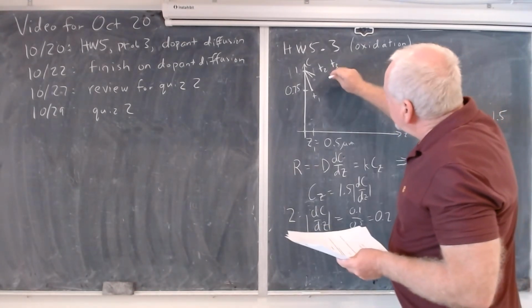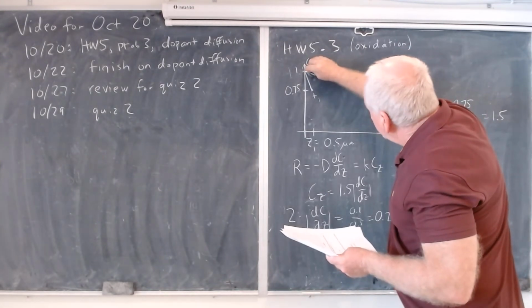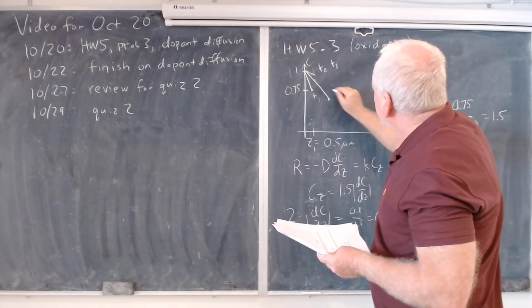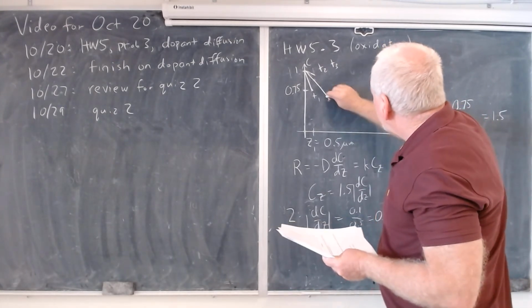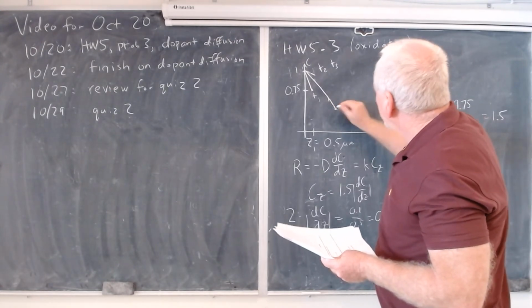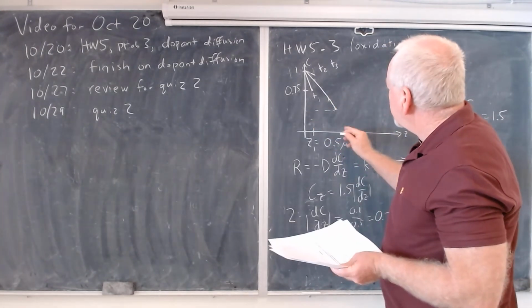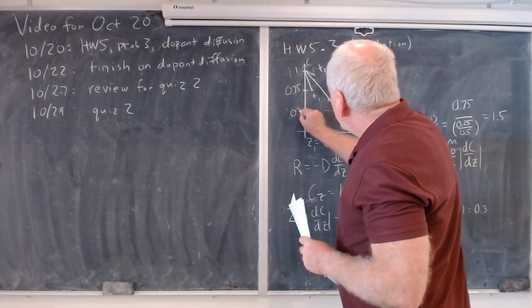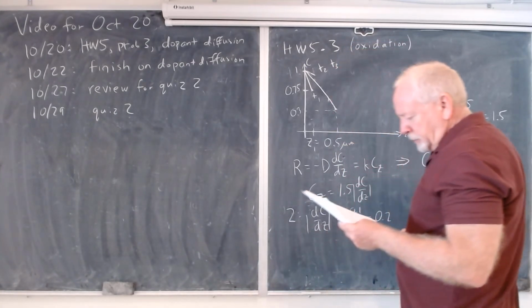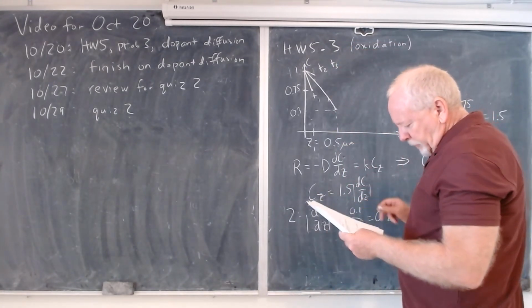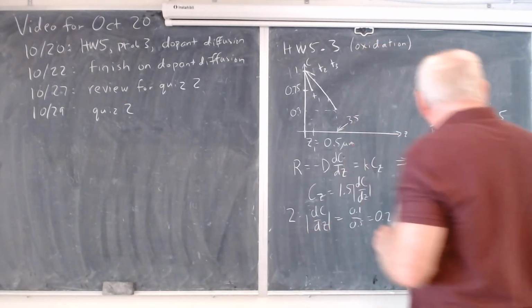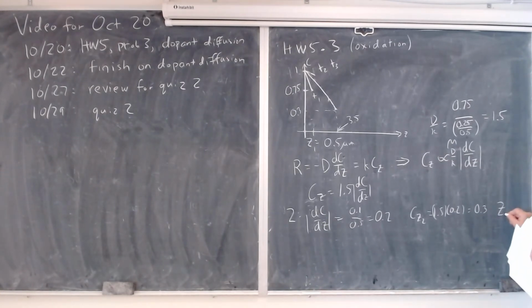I'll draw it a little better. You draw for T2, keep going, and you know that the concentration at the depth is equal to 0.3. So you just read off the chart 0.3 and 3.5. Okay, that's the answer. Z at time 2 is 3.5 microns.